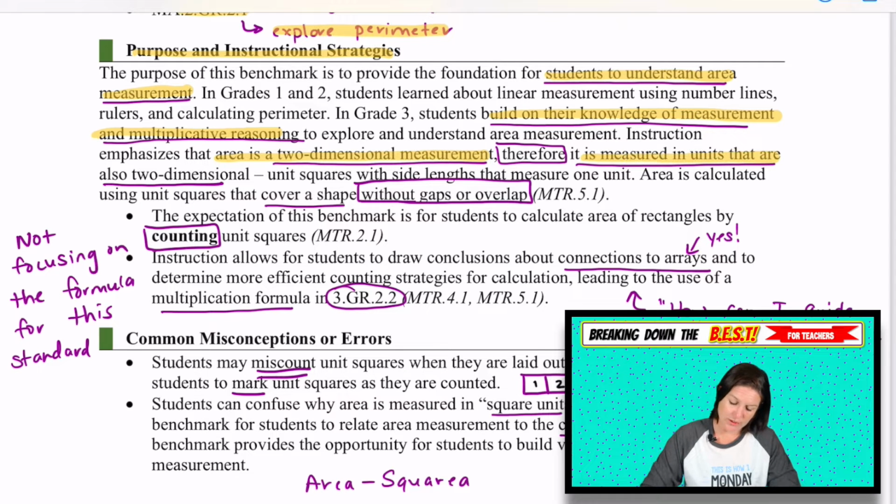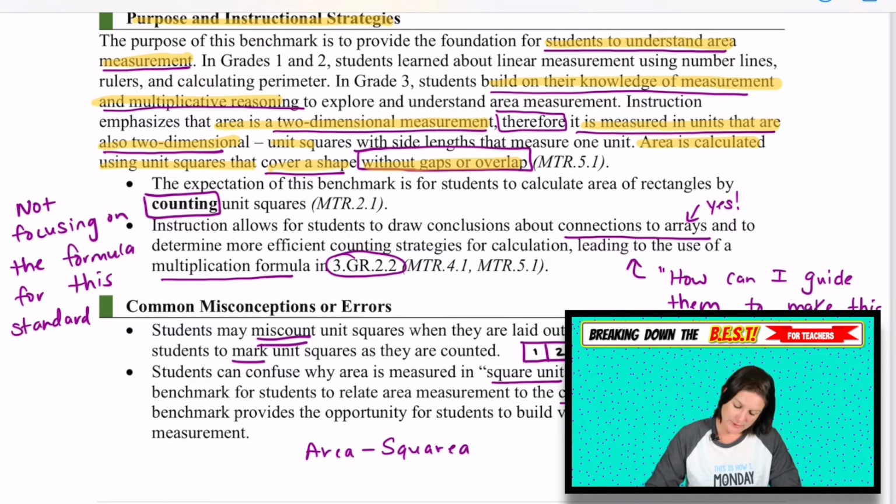Therefore, it's measured in units that are also 2-dimensional, such as square units. It says here, area is calculated using square units that cover a shape without gaps or overlaps. That's huge for this. It says the expectation of this benchmark is for students to calculate the area of rectangles by counting the unit squares.